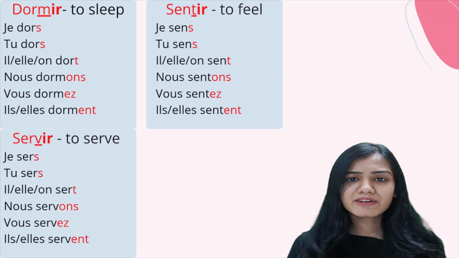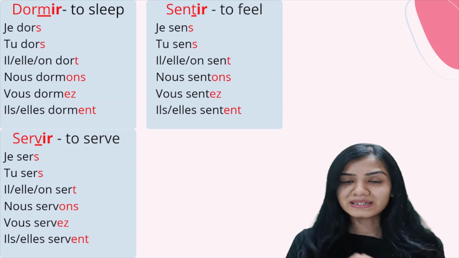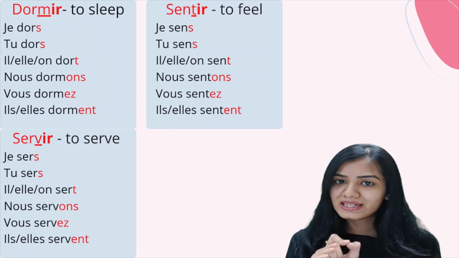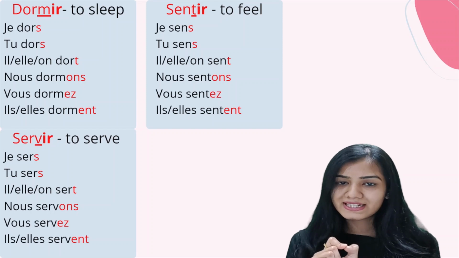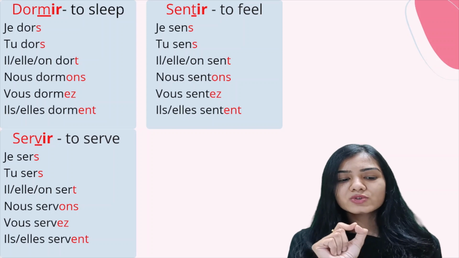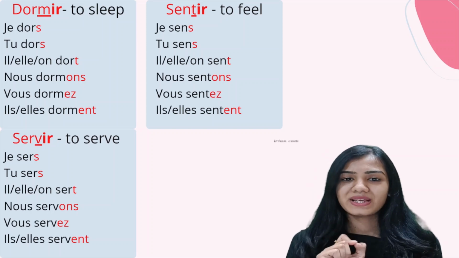The same way, in the verb to serve, that is servir, the last third letter is V. So we are going to remove that in case of je, tu and il form, right? But we are going to keep that V intact when we are going to use nous, vous and ils, elles, the plural form. Très bien.